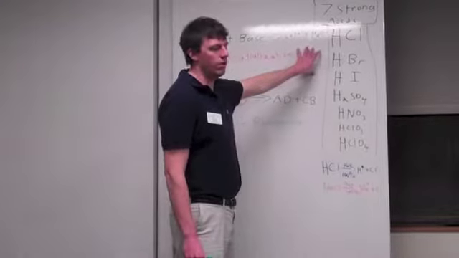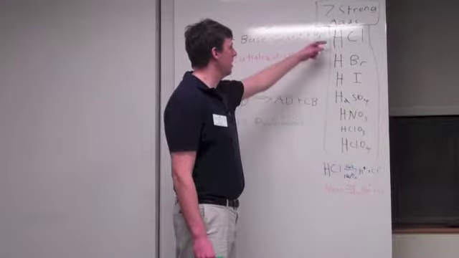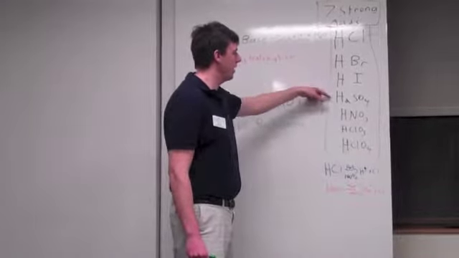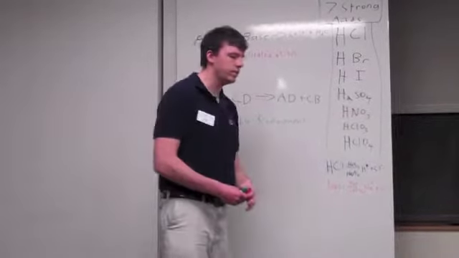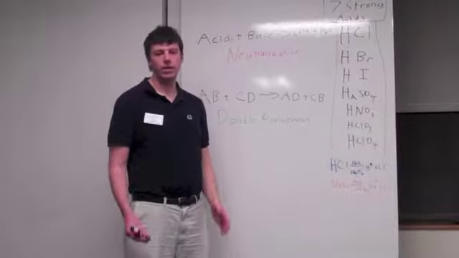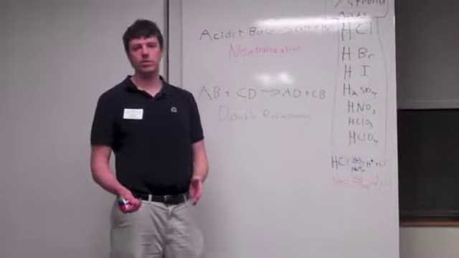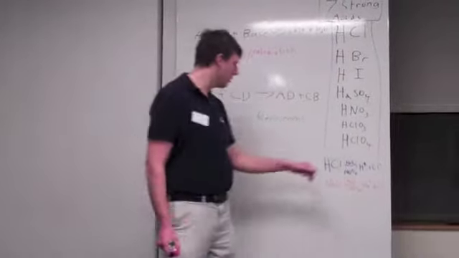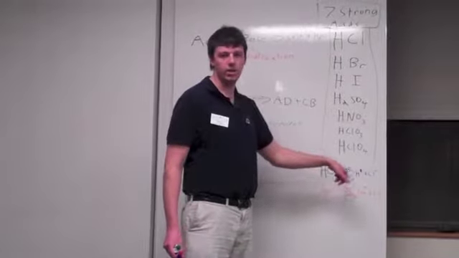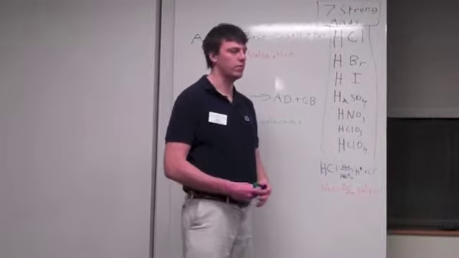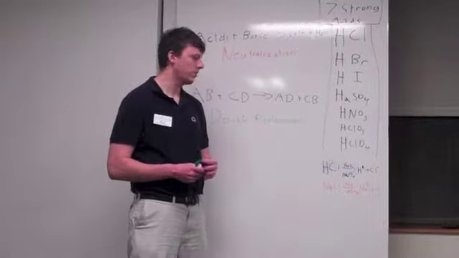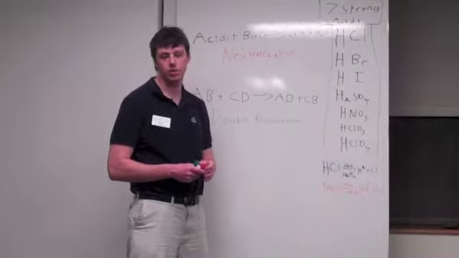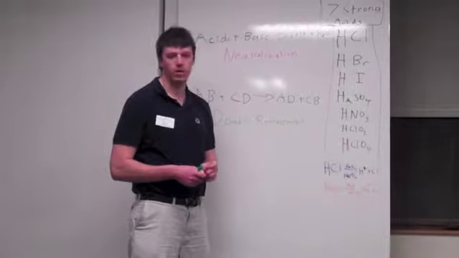The other thing you need to be aware of is the 7 strong acids, which are HCl, HBr, HI, H2SO4, HNO3, HClO4, and HClO3. The only thing you have to know about strong acids is that they completely dissociate in water. So if you put HCl in water, it is going to dissolve 100%. You don't have hydrogen chloride anymore. What you have are a bunch of H+ ions or hydronium ions and a bunch of chloride ions.